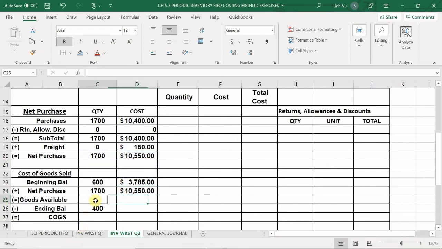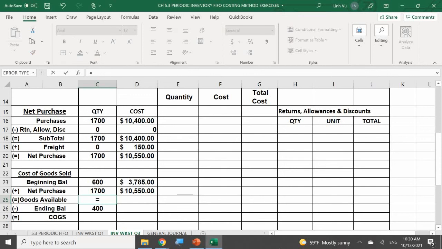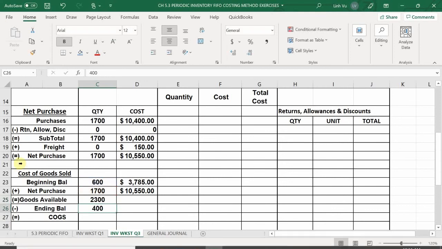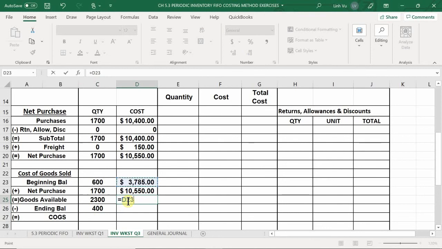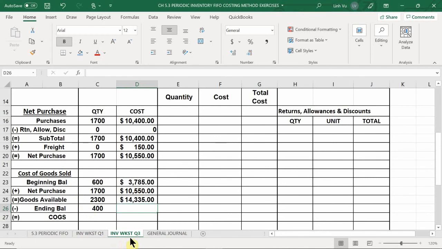Now, what is my total goods available? Because in this case, I must add these units together, right? So what's my grand total of units that I have available? 2,300. 2,300 in quantity. What about my total cost? 14,335. Okay, good. All right.